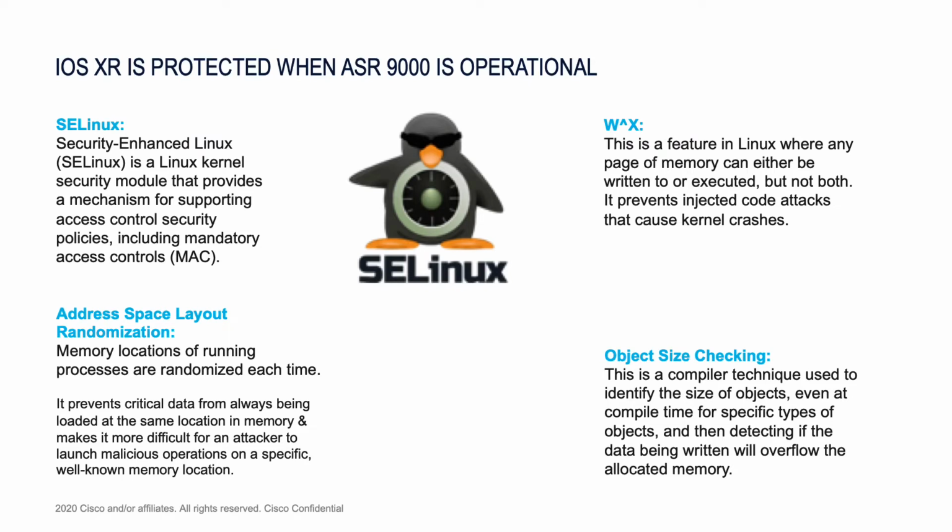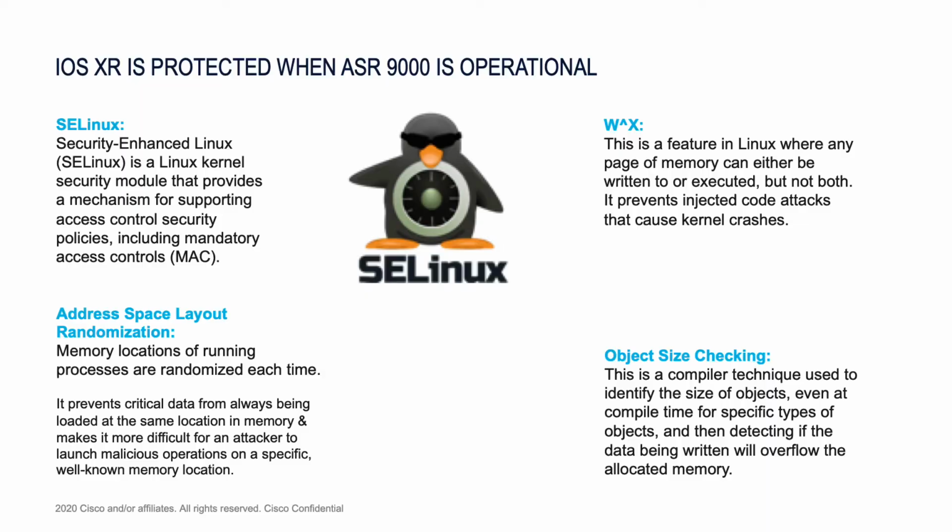First, we've built IOS XR using Security Enhanced Linux, which gives you a lot of different security features that ensure that IOS XR stays uncorrupted, or at least is very difficult to corrupt or tamper with, because of features like write or execute, which makes sure that injected code attacks, which make the kernel crash, cannot happen. We also have a feature called address space randomization, in which critical data is not always stored in the same location in memory. The location is always randomized, which makes it difficult to pinpoint a certain memory location in order to cause a crash or attack the data.